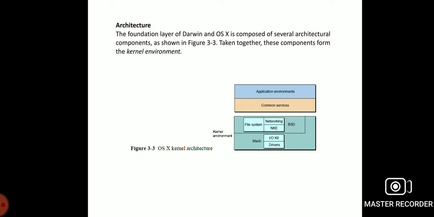Now today we are going to discuss Darwin. It's one of the open source kernel project operating systems. The architecture of the Darwin operating system is composed of several architectural components. These components form the kernel environment.